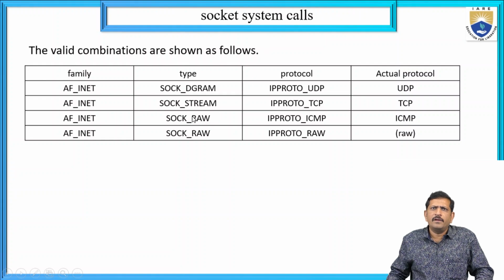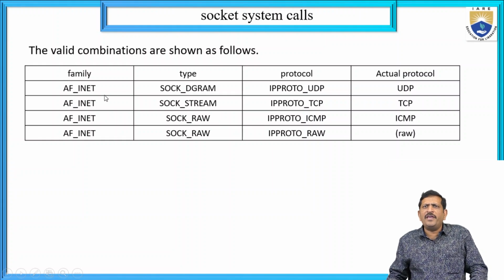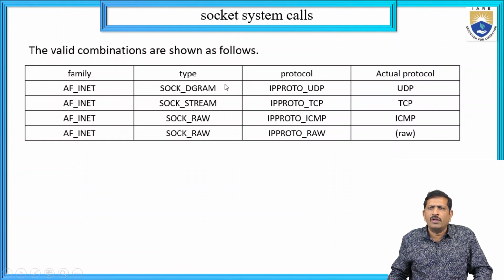Socket system calls, valid combinations are here. The family for the socket system call is AF_INET, the type is SOCK_DGRAM, that is datagram type, and the protocol is IPPROTO_UDP. Once this family is used for the socket system call, we can use the UDP protocol. By using the UDP protocol, we are effectively establishing the communication between client and server.